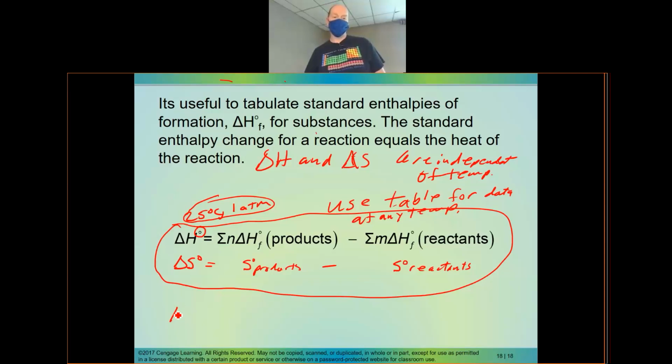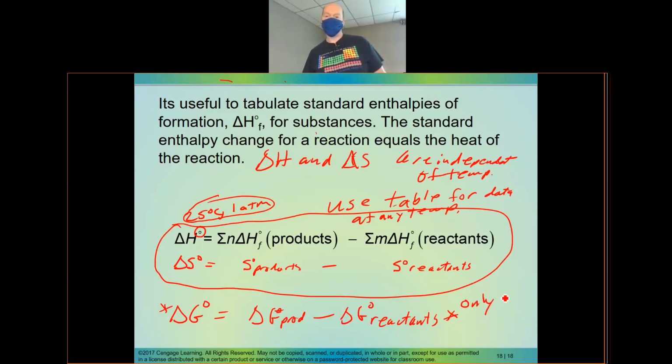And then later, we're going to get a delta G, and we're going to do it the same way. We're going to get delta G of your products minus delta G of reactants. Now this one is going to be noted a million times, so don't mess it up. This is only at 25 degrees Celsius.